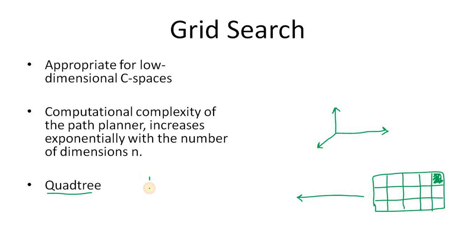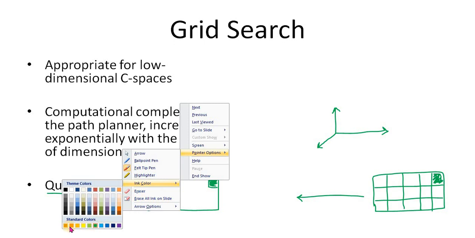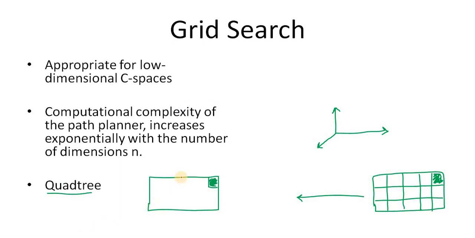How it works is that I am using the same configuration space or same map. Here we have the obstacle. This time we don't discretize this map into equal cells. We first divide the whole space into four big cells. That's why it's called quad. Quad means 4. Then we look for in which cell the obstacle is located. It's the top right cell here.